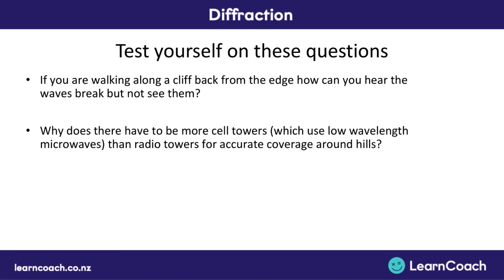Why does there have to be more cell towers, which use low wavelength microwaves, than radio towers for accurate coverage around hills? This is what we talked about before, where the low wavelength microwaves diffract less around hills, so are harder to pick up by cell phones, than radio waves, which have a big wavelength and diffract more.